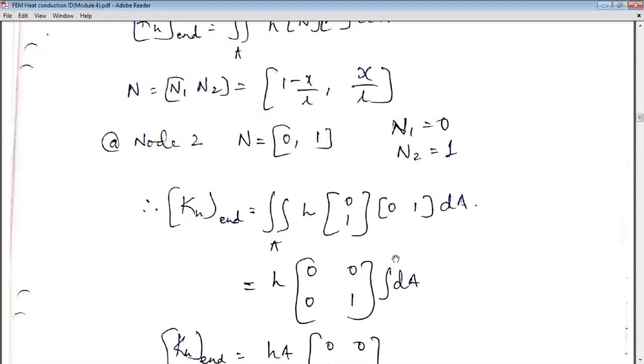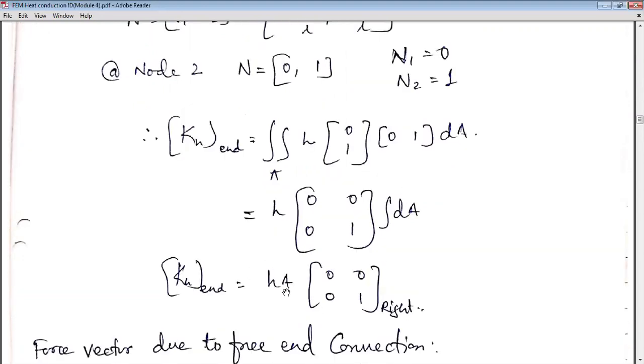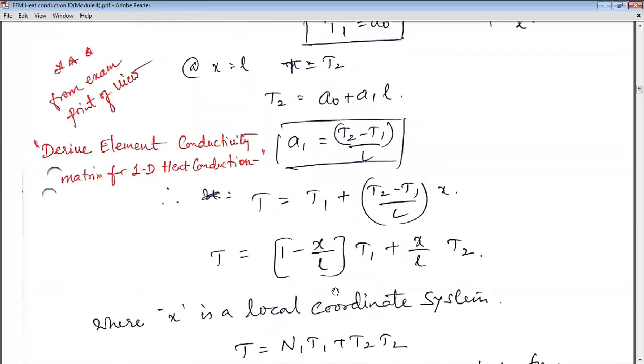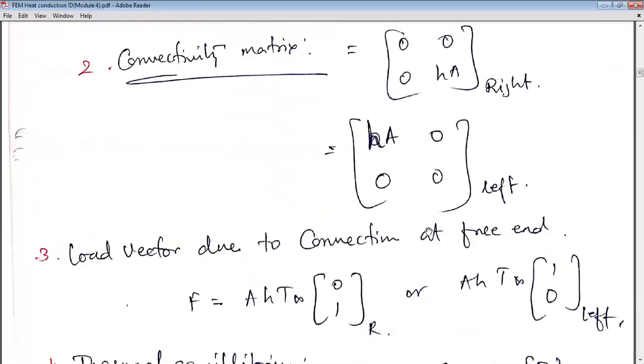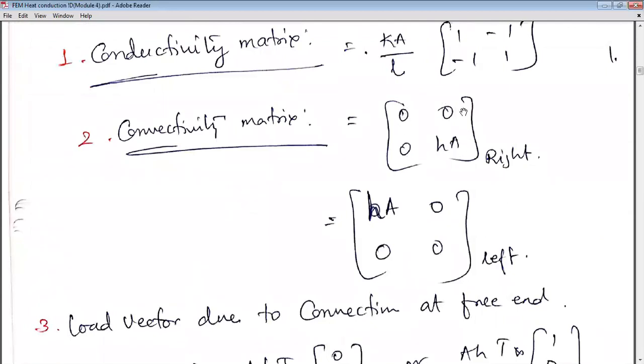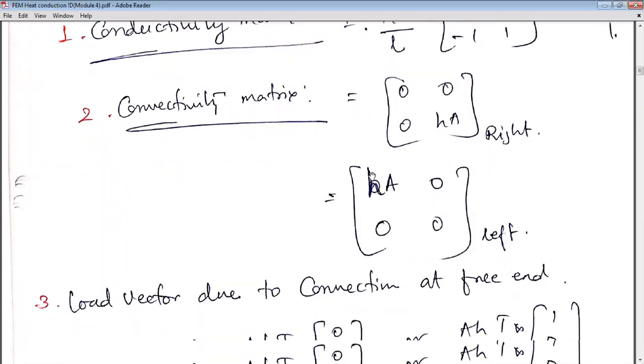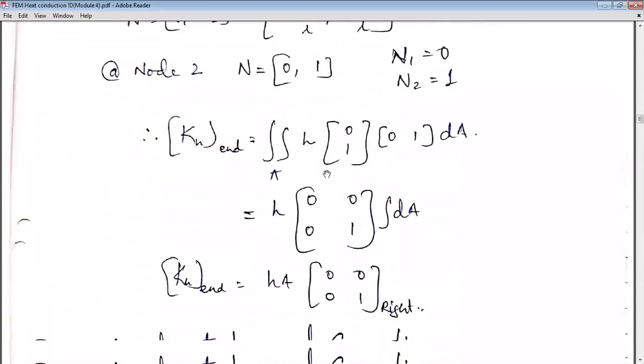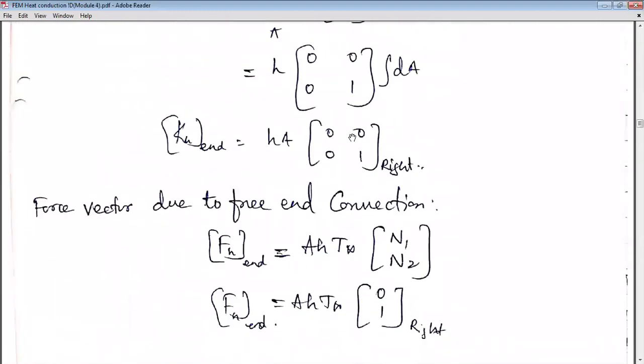Okay, this is the cross term, the matrix integral dA. What is integral dA? It is A. So H times [0, 0, 0, 1]. If you find the force vector due to free end convection, observe here. Go back. Look at this: 0, 0, 0, HA. There it is. Here it is, HA. If you take [0, 0, 0, 1], inside this value it is 0, 0, 0, HA.